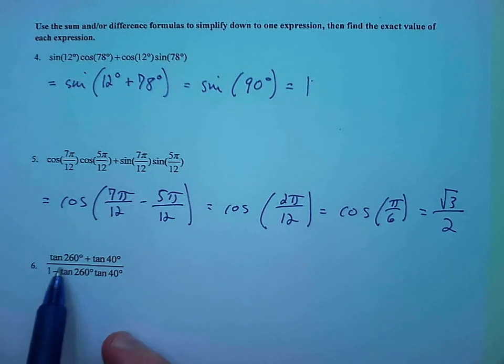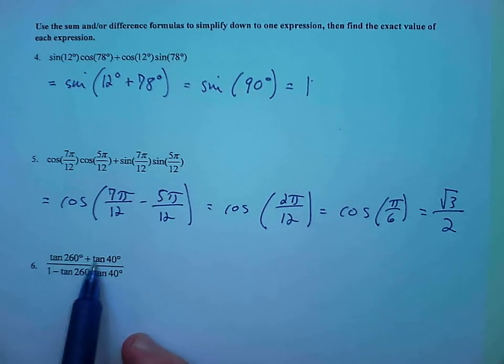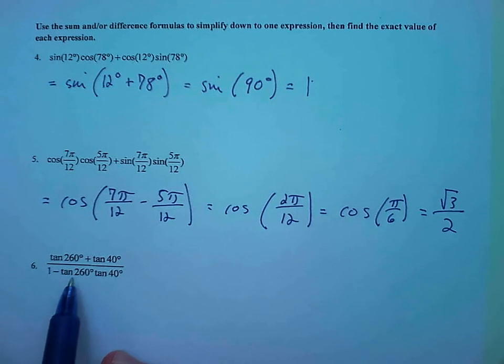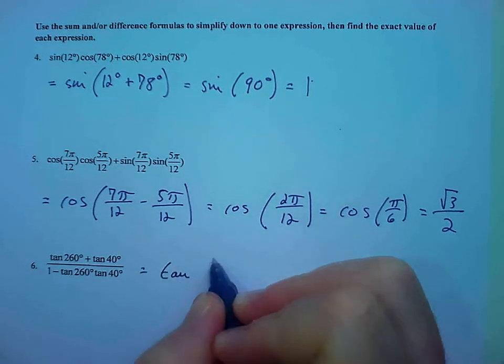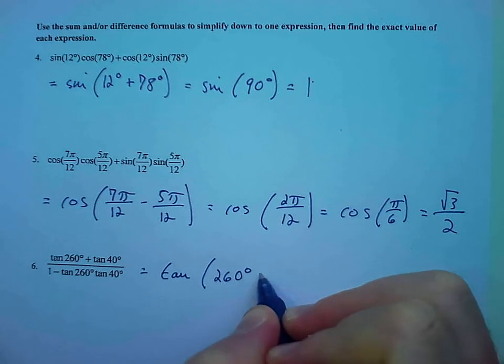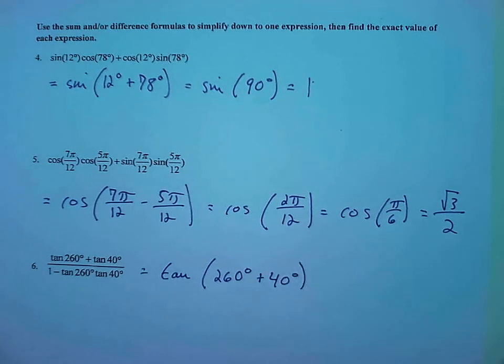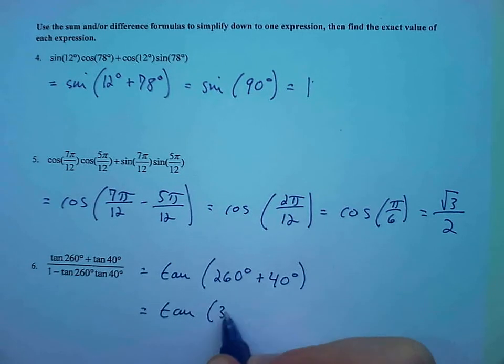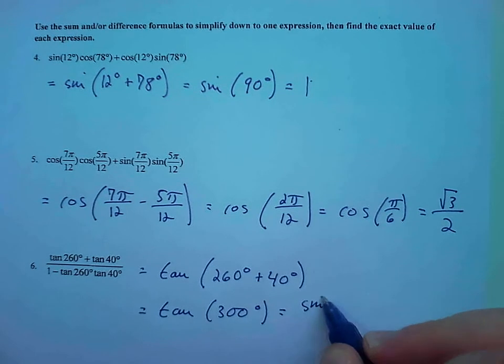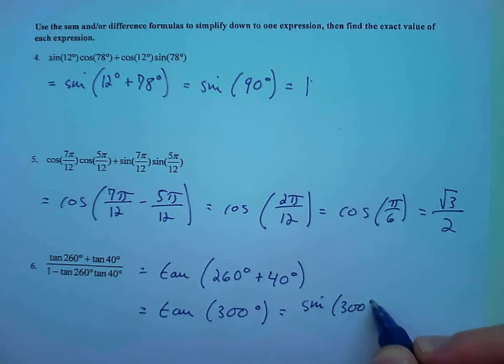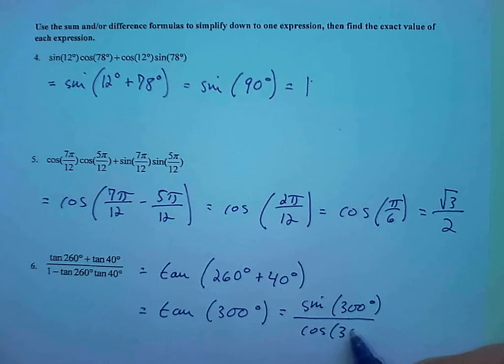Now lastly, we have the tangent of 260 degrees plus the tangent of 40 degrees over 1 minus the tangent of 260 degrees times the tangent of 40 degrees. So therefore, here we know that this is going to be the same thing as the tangent of these 2 degrees added together. And if we take these 2 degrees and add them together, we're going to get the tangent of 300 degrees. And the tangent of 300 degrees is the same thing as the sine of 300 degrees over the cosine of 300 degrees.